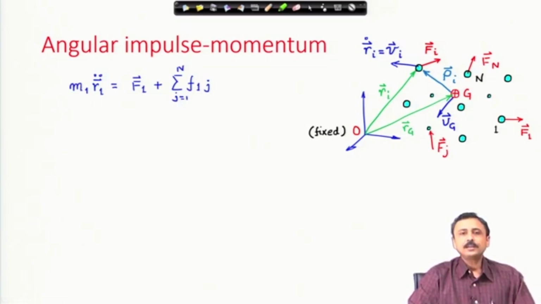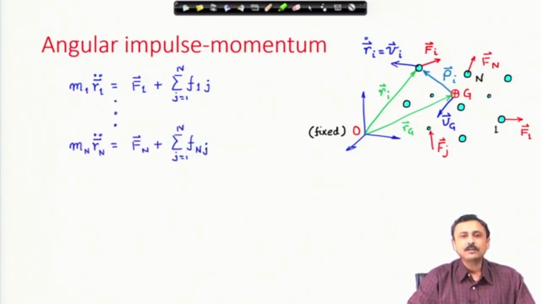Now, we will define angular momentum and look at the angular impulse momentum relation. Once again, we have this system of n particles as shown on the right. We will write Newton's second law for individual particles. For the first particle I have written it, and like this I can write it for the nth particle. So, for all the n particles I can write Newton's second law.